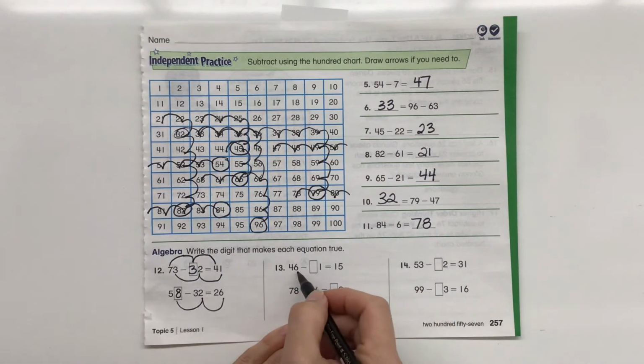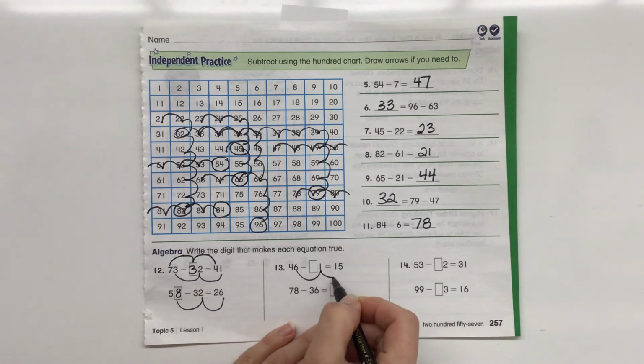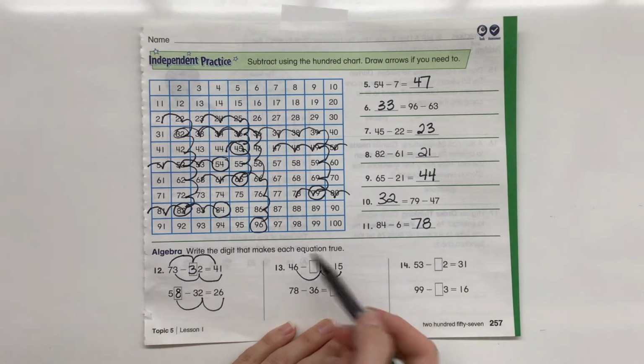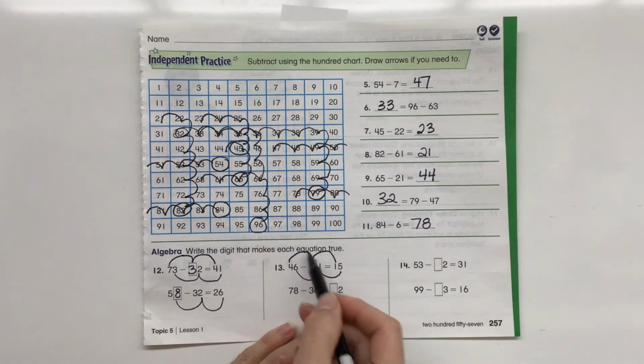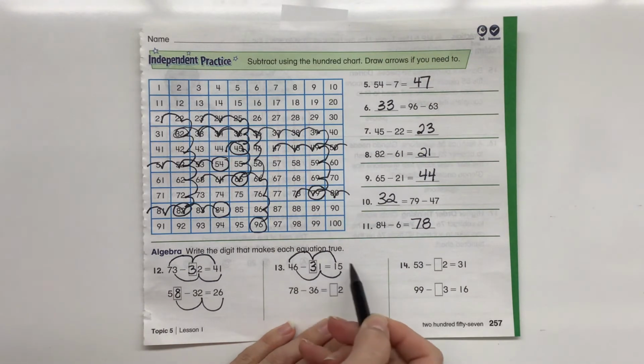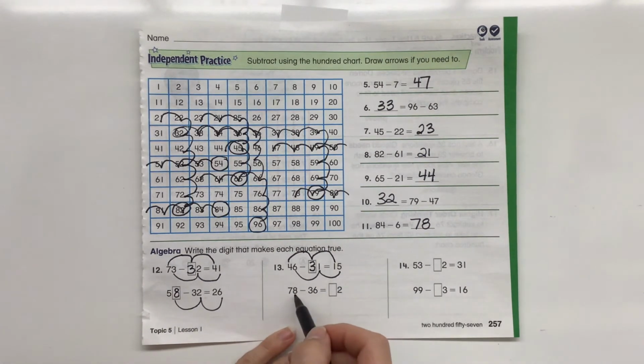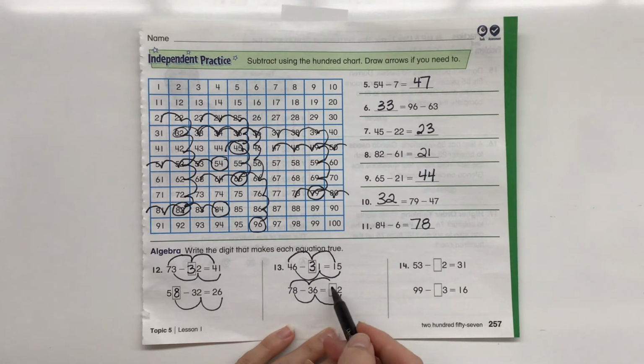Let's take a look at this one. 6 minus 1 equals 5. Yes, so we don't have to regroup. 4 minus what equals 1? 4 minus 3 equals 1. All right, let's take a look at this one. 8 minus 6 equals 2. So we didn't have to regroup. So 7 minus 3 equals 4.